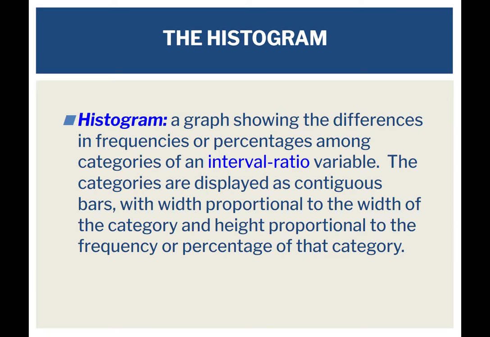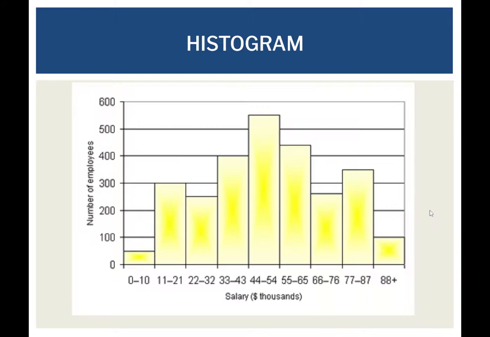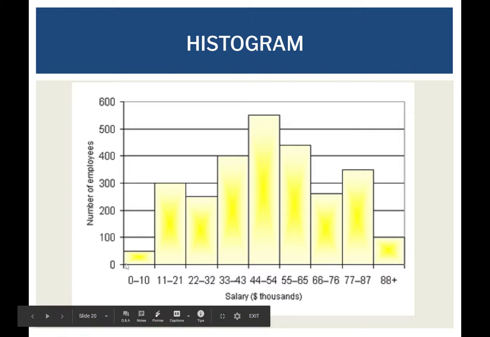The categories are displayed as contiguous bars with width proportional to the width of the category and height proportional to the frequency or percentage of that category. So we are seeing here $0 to $10,000 is your salary, 11 to 21,000 is your salary. These are going to be categories in which there is the same jump from each one to the next. There is no overlap. It wouldn't make sense if this was 0 to 10 and then this was 10 to 20, because then you've got overlap between these two categories for that number 10.